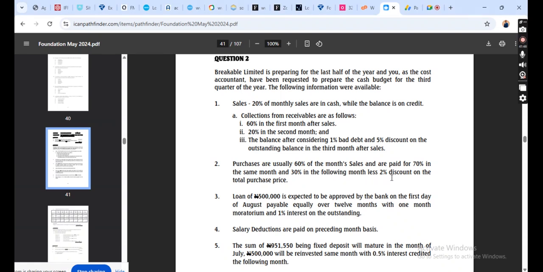Less 2% discount on the what? On the total purchase price. On the purchase price.